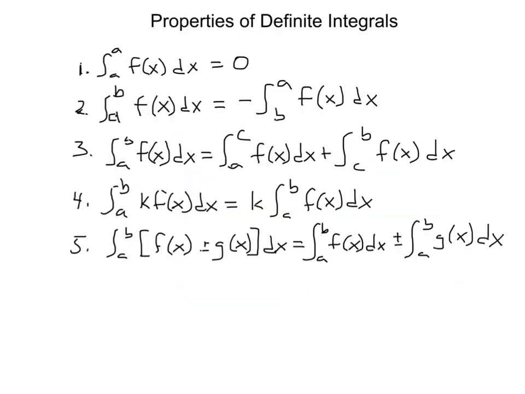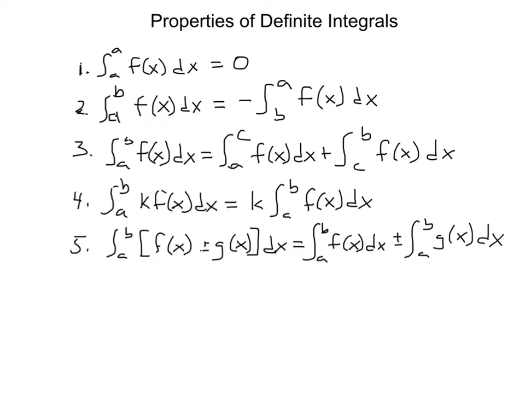Now some properties of definite integrals that we're going to be working with. First up, the integral from a to a of f of x dx equals 0. That should make sense because if we're going from a to a, we're not changing anything. So our base, if you will, would be 0, and so the area would be 0 as well. Then the integral from a to b of f of x dx is equal to the opposite of the integral from b to a of f of x dx.